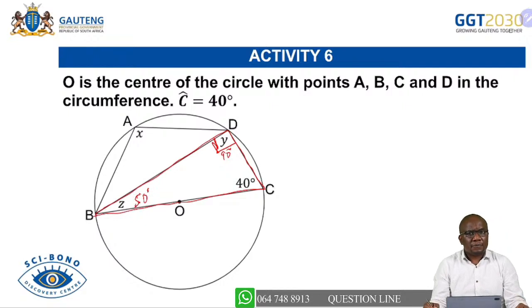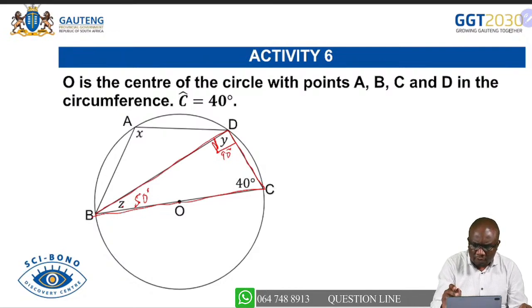You can say even complementary angle is there, Z and 40. They must give us 90 if we add them. Or use angle sum in a triangle. Right, now, what else? If I see this angle here, what do you see?